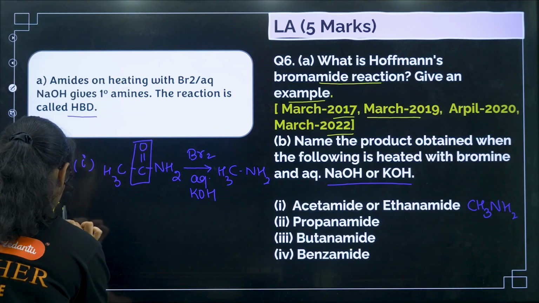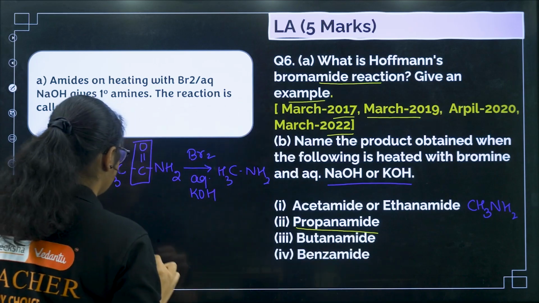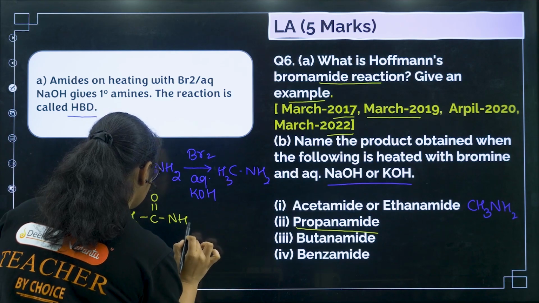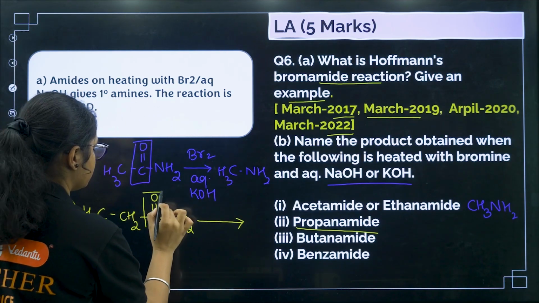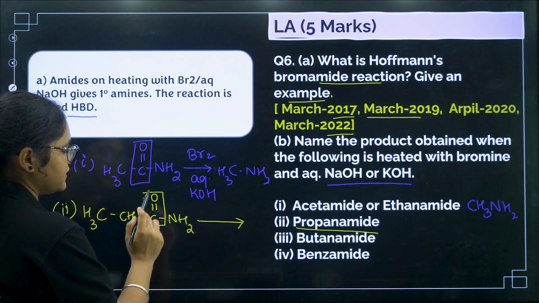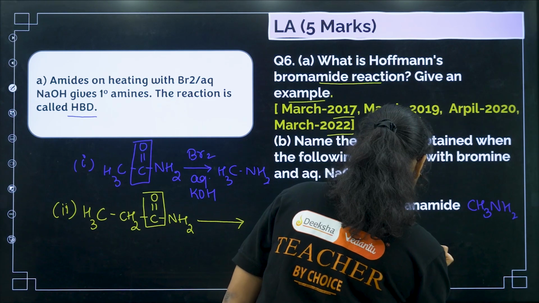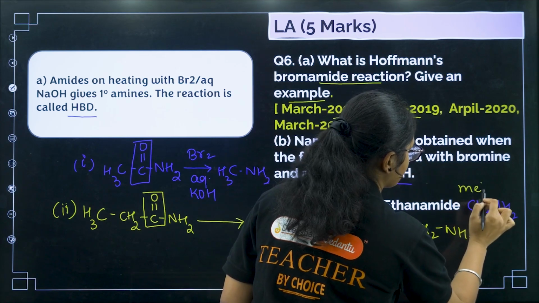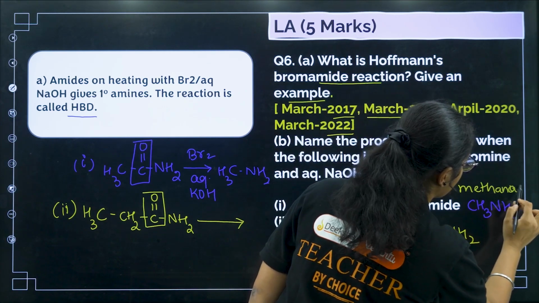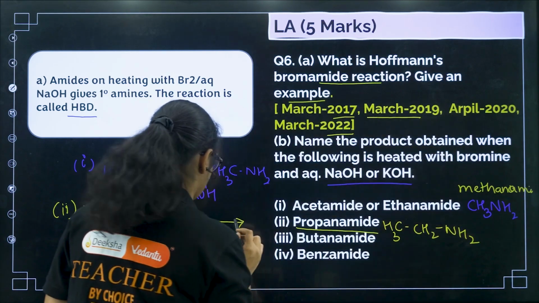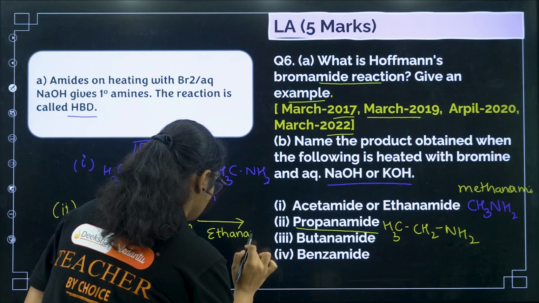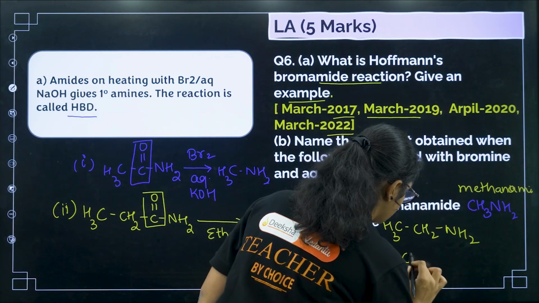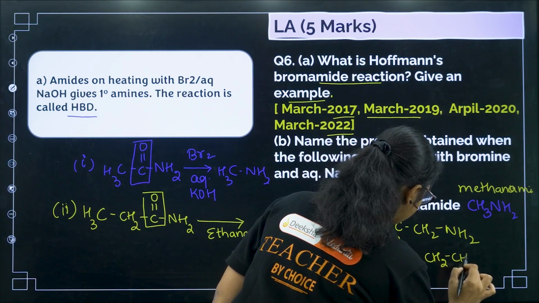Now coming to the second one, you have propanamide, which means you have CH3CH2CONH2, and you are treating with this. So what will happen? Again this group will not be there, so we will get CH3CH2NH2. Name the product. This is ethanamine, and the earlier one is methanamine. Next you have butanamide, and if you react with butanamide you will get 3 carbons, that is propanamine.